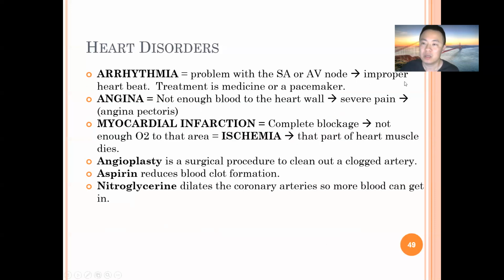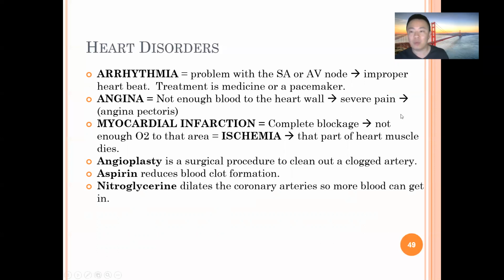Okay. Arrhythmia here is a problem with the SA or the AV node that can lead to an improper heartbeat. And the treatment here, either use medication to reset it or use a pacemaker to override it. Angina here is when you don't have enough blood that goes to the heart wall, leading to severe pain and chest pain. And myocardial infarction is due to a complete blockage, not enough oxygen going to the area, which is ischemia, that's a term, and that part of the heart muscle ends up dying off.